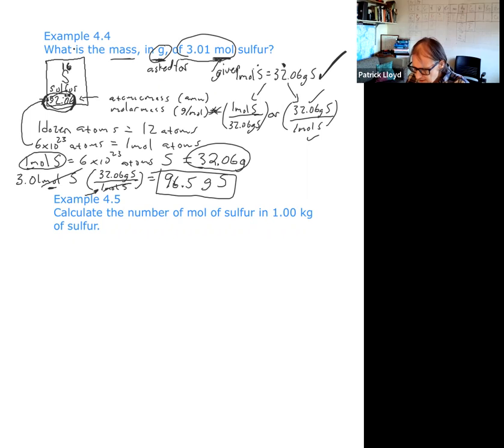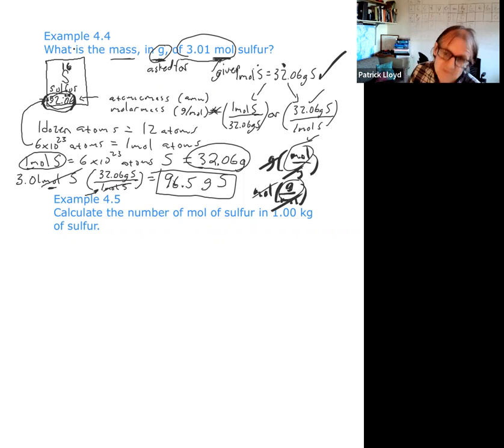Keeping in mind that if you start with grams and you put moles over grams, the grams will cancel. If you start with moles and you put grams over mole, the moles will cancel, right? And that gives you grams. This one will give you moles. So let's try the reverse.